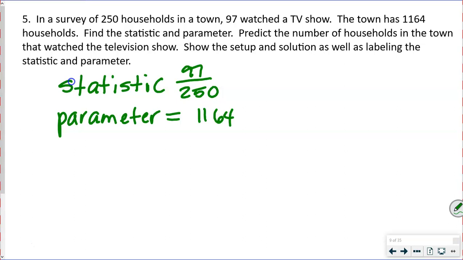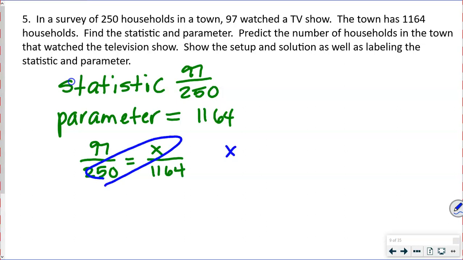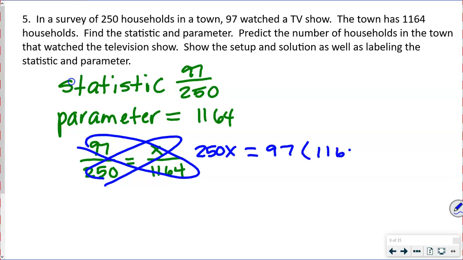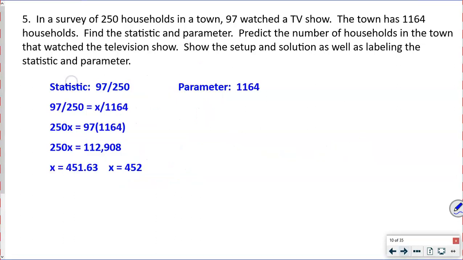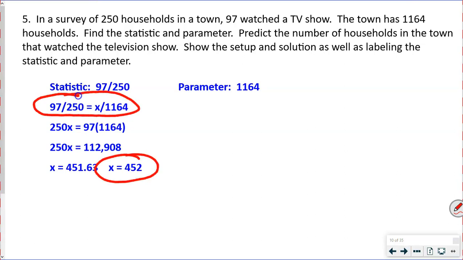So once again, we're going to put our statistic, 97 over 250, and we're going to solve for the number of people over the total. And again, we're going to cross multiply here. So we're going to do this, which is 250x, and we're going to set that equal to the 97 times the 1,164. So what we will do is multiply that out on the right, divide by 250. So here again, on the test, you're going to give me the setup, which is this, and you're going to give me the answer, which is right there. And in this case, we had to round up because the answer was 451.63.